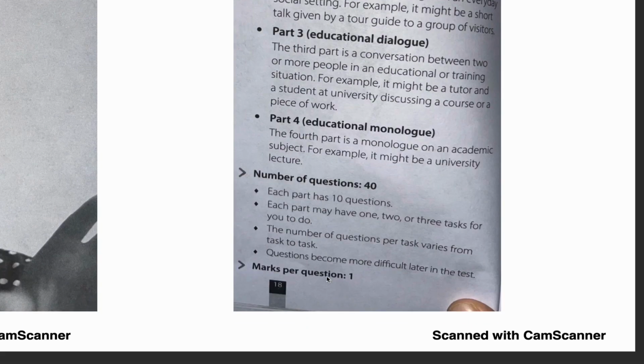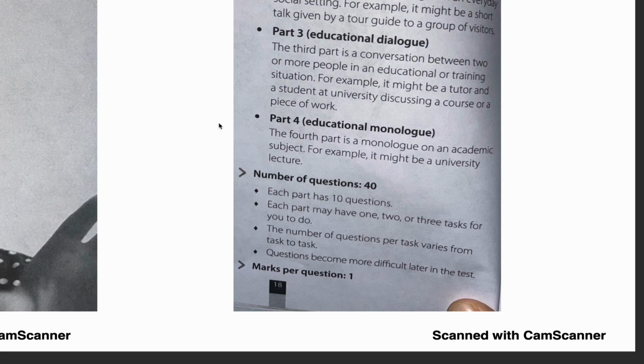Okay, so the number of questions would be 4 parts again, and each particular part would be having 10 questions. Each part may have 1, 2 or 3 tasks for you to do. The number of questions per task would be varying, but then the overall questions would be 10, 10, 10.